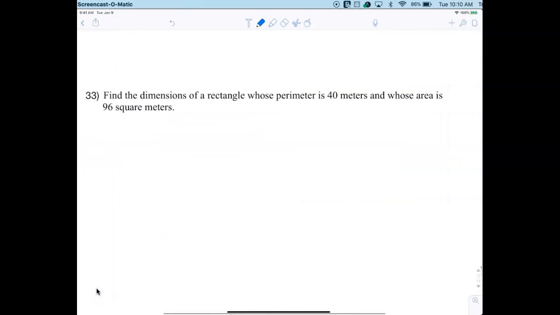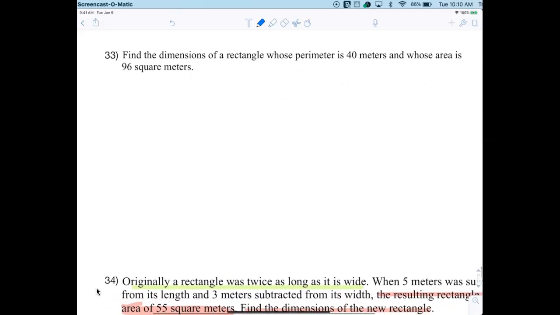33. All right, so now I need everybody to draw a rectangle again. And now I need you to label it properly. So this can be the length and this can be the width. Does everybody agree?